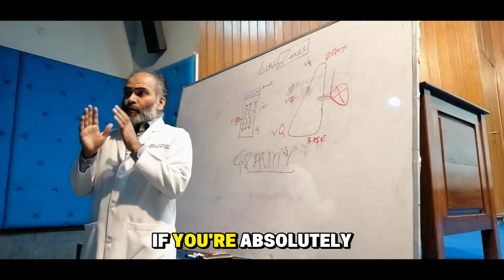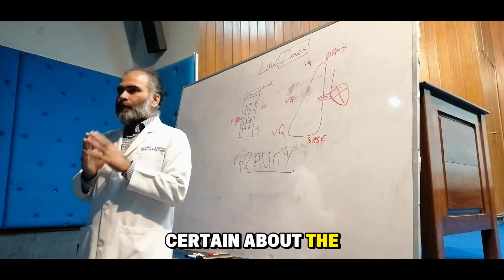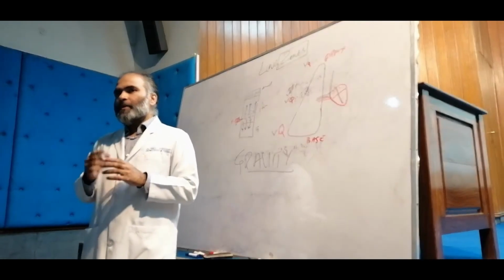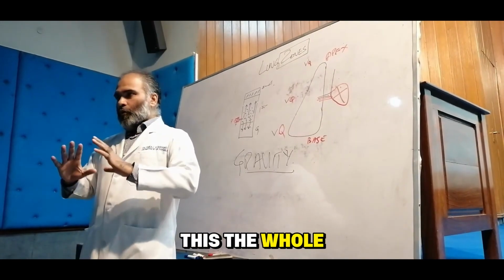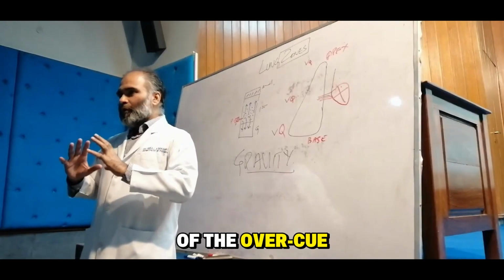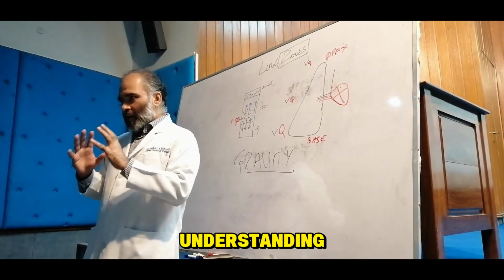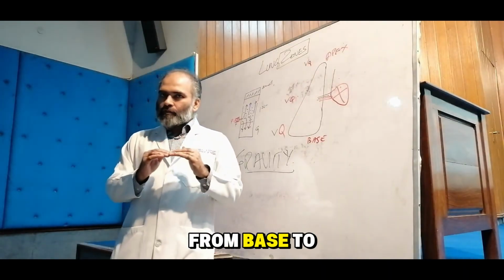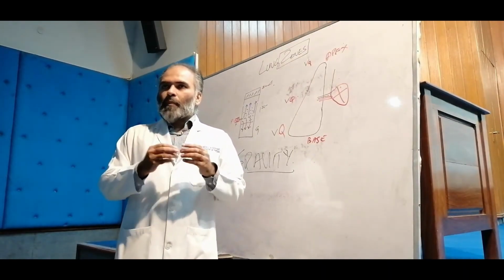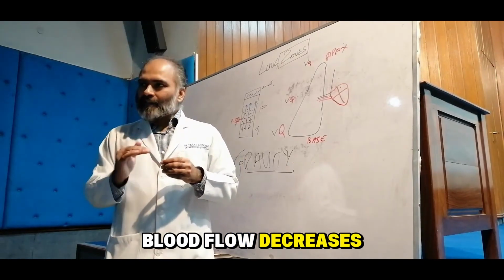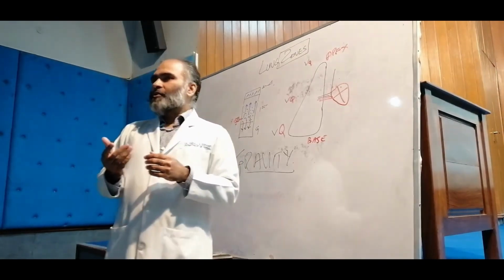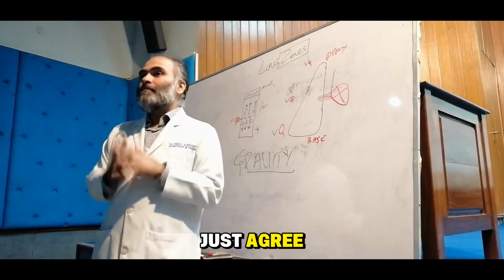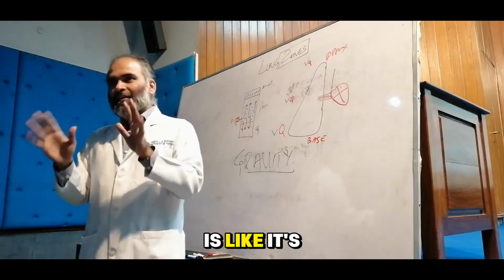Now, if you're absolutely certain about the following conclusion, that as you go from base to apex, beta, there is a reason I'm repeating this. The whole building of V over Q stands on your understanding of what I'm saying and repeating. When you go from base to apex, blood flow decreases. This is an obvious point. Just agree with me that this also affects ventilation. Just agree. It happens.